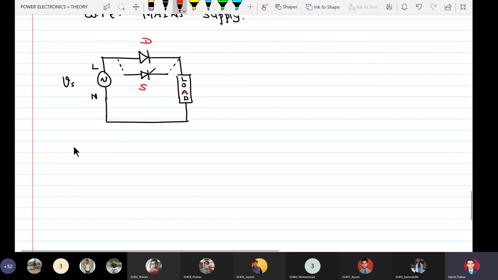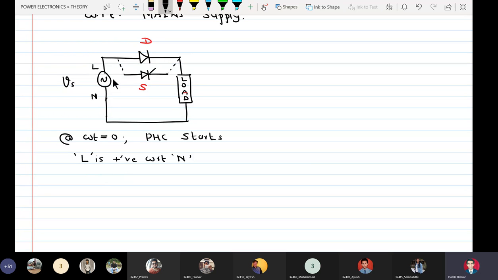So I can write down that at omega t equal to 0, the positive half cycle starts. That means L is positive with respect to N, and when this happens, this will become plus and plus. So we can say in the above circuit, the NSP is omega t equal to 0 degrees or 0 radians.